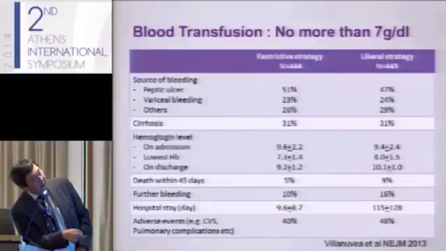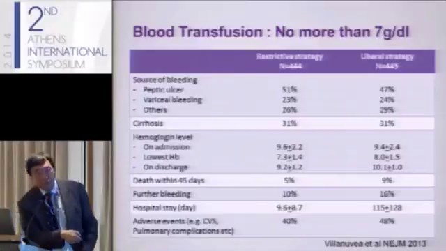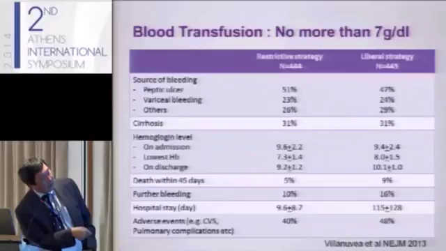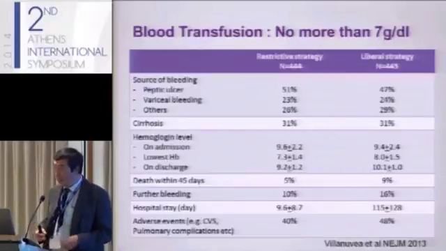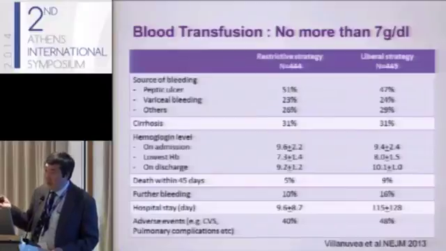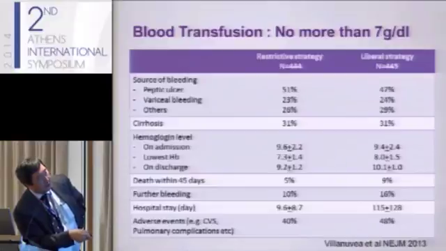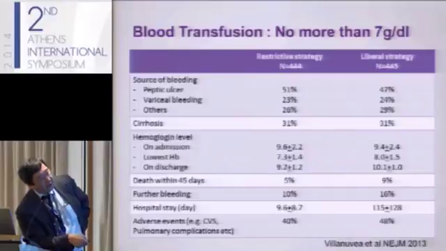You can see that the type of pathology were similar, but it is important to notice that about 1/4 of this series is bleeding from varices. And we know that patients with varices, if you give them a lot of blood, the portal pressure will go up, the intravariceal pressure will go up, recurrent bleeding is more likely to occur. Cirrhosis was found in 31% of cases. And the initial hemoglobin level was about the same, but in the restrictive strategy group, the hemoglobin was obviously lower than the liberal strategy group. And on discharge, it was also lower.